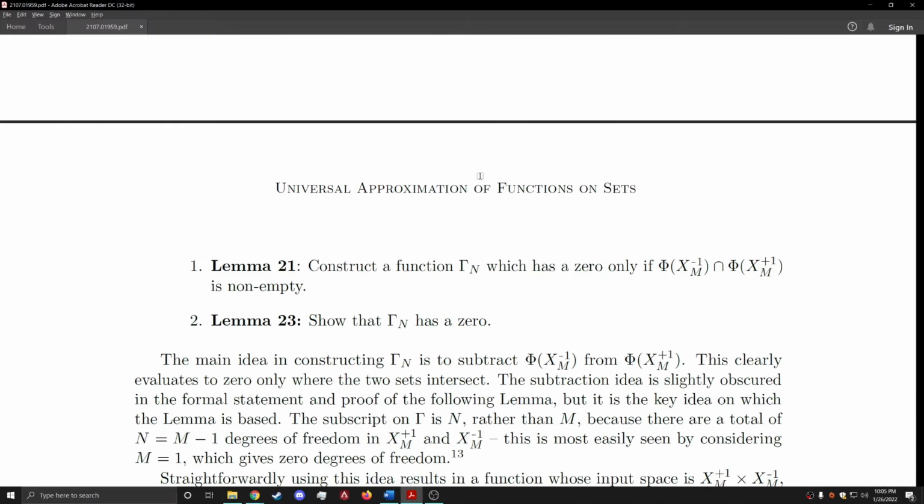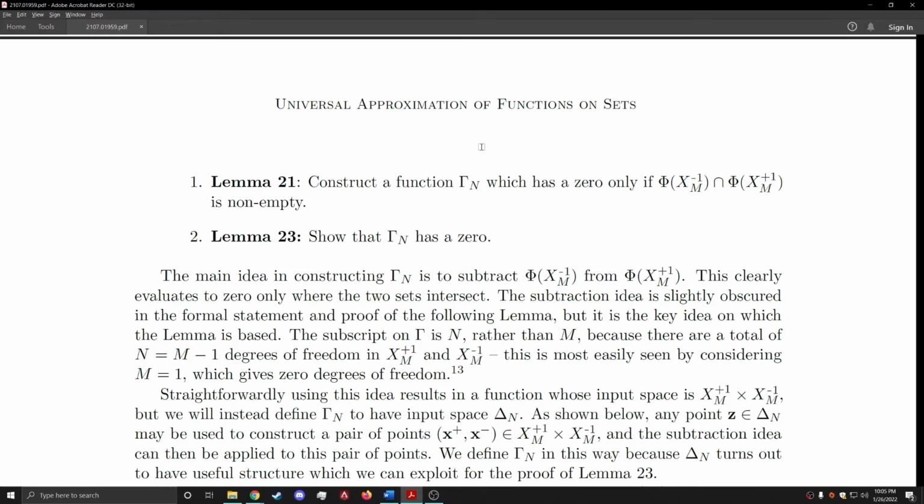So we're going to need to show this, and it's going to take two parts. We're going to want to construct a gamma sub n which has a 0 only if the latent spaces have an intersection that is non-empty. And then, after we show that it's going to be 0 if there's an intersection that's not empty, we're going to show that it does have a 0.